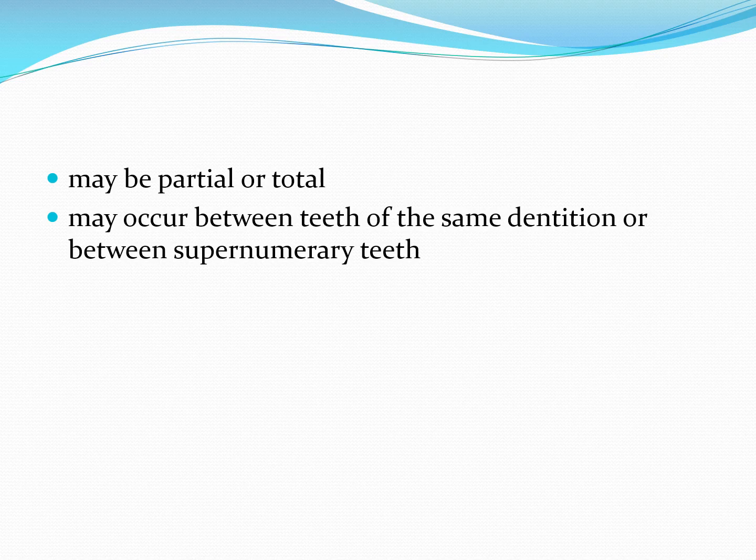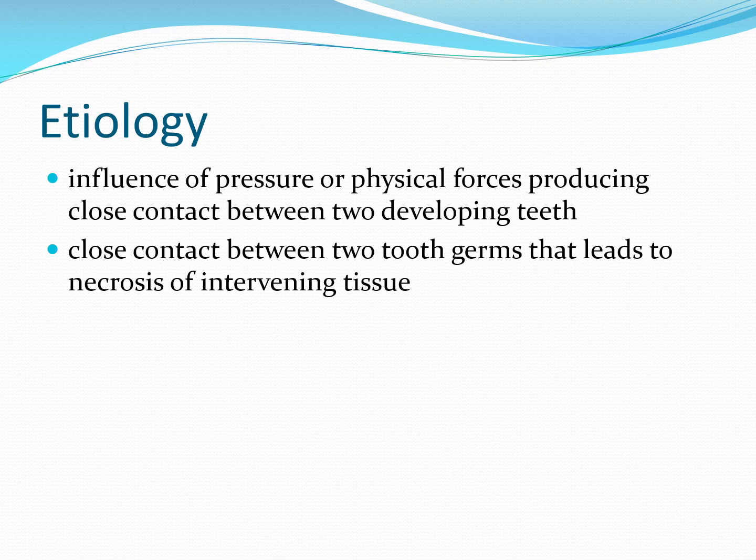This fusion can be a partial one or a total fusion, and this occurs between the teeth of the same dentition, or it may occur between a primary and a supernumerary tooth or a permanent and a supernumerary tooth. The etiology for this fusion is believed to be the influence of pressure or physical forces producing close contact between two developing teeth.